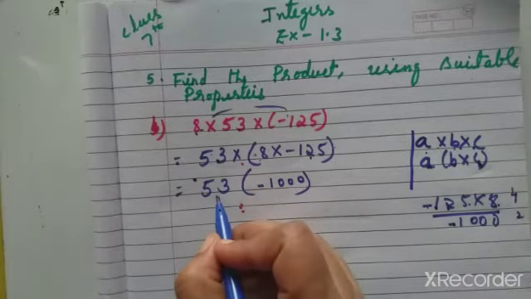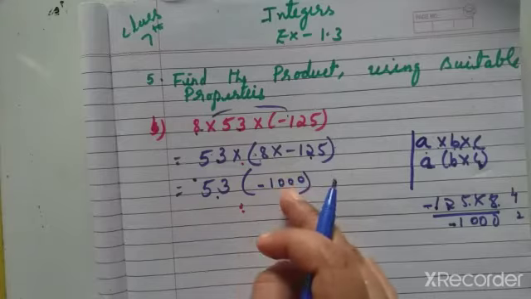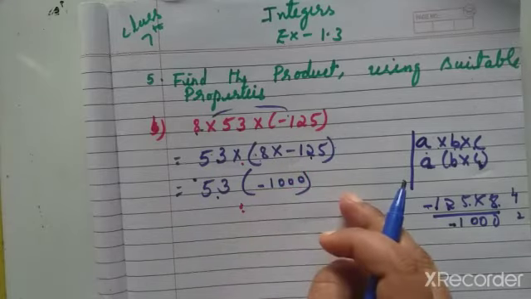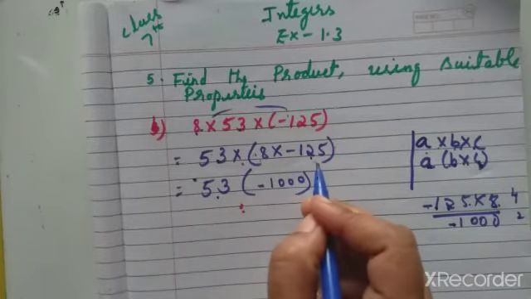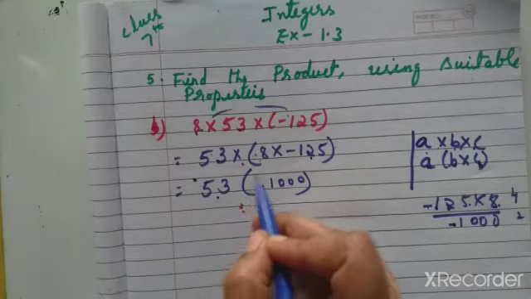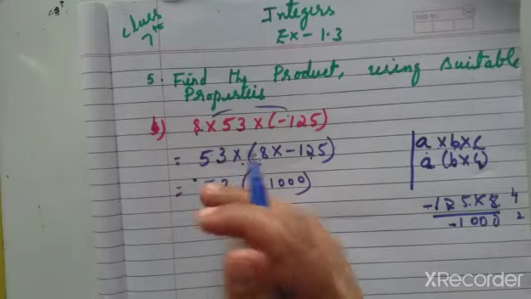Okay, 53 as it is. We can distribute 53 into 8, we can multiply, and with this minus symbol again 53 into 125 we can try. Or 53 as it is, simplify this number means removing the bracket. 53 as it is. Just a number is given, using appropriate property.